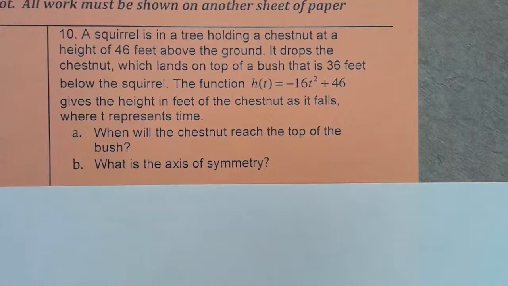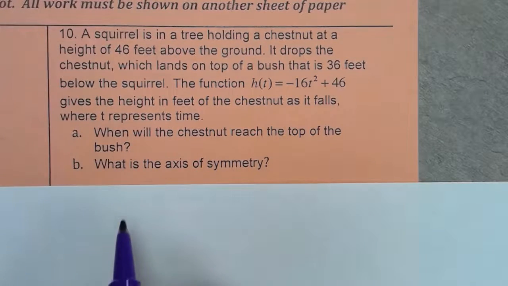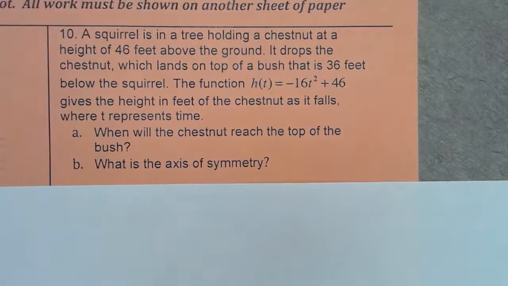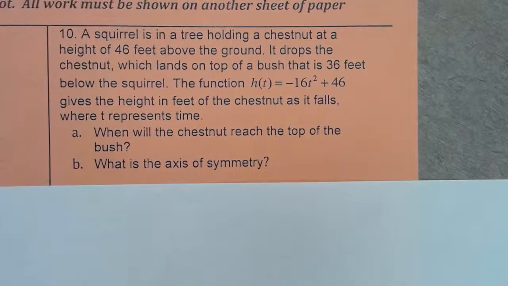Okay, now we're continuing on number 10. And on number 10 on the Unit 3 review, we have a squirrel that's in a tree holding a chestnut at the height of 46 feet above the ground. It drops the chestnut, which lands on top of a bush that is 36 feet below the squirrel.